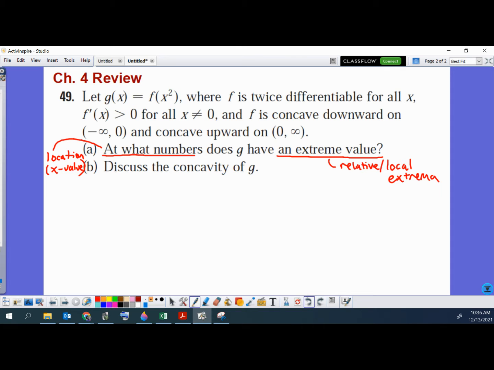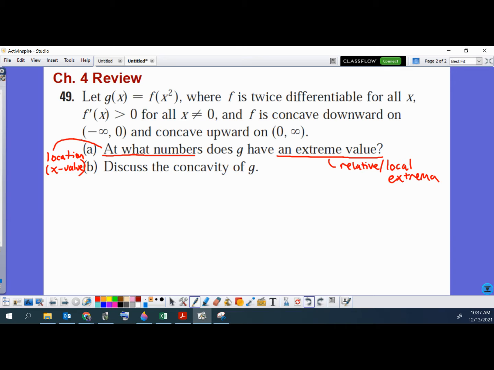You have to think about what kind of a function this is. This is a composition, right? This is F of x squared. So on the inside, you have the x squared function. On the outside, you have F, whatever that is. And so when we're doing a derivative, we're going to have to use the chain rule. And that's part of what they're testing here.